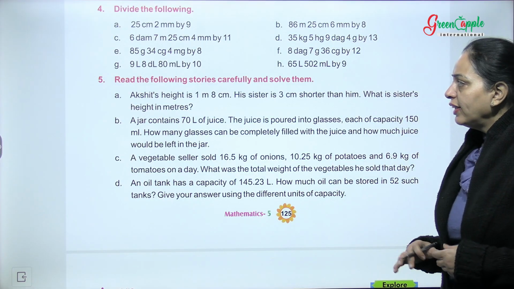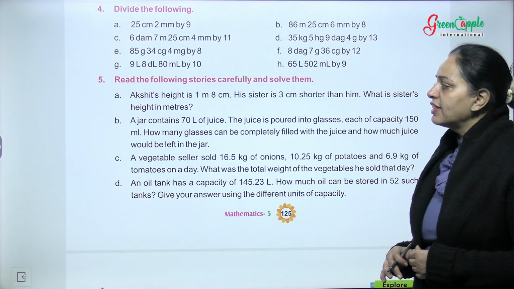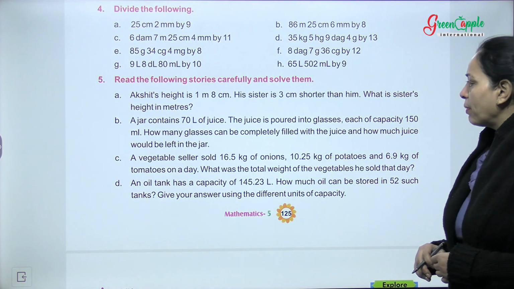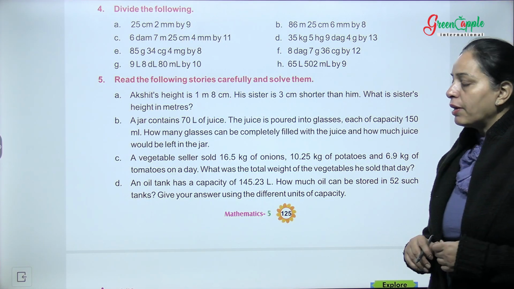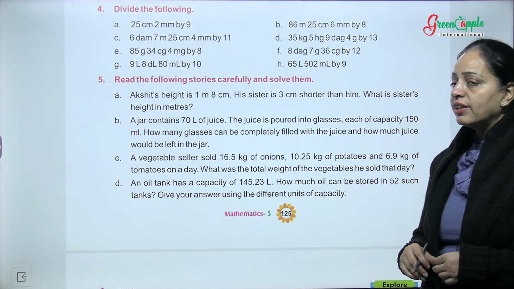Now fifth, read these stories carefully and solve them. Like B part, a jar contains 7 liters of juice. The juice is poured into glasses, each of capacity 150 ml. How many glasses can be completely filled with the juice and how much juice would be left in the jar?